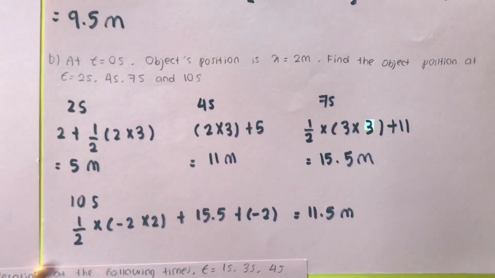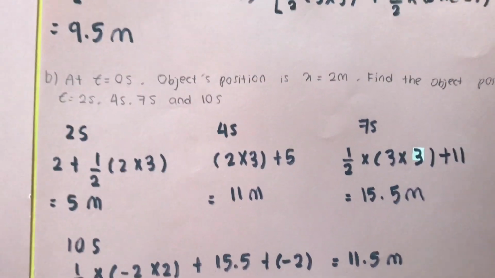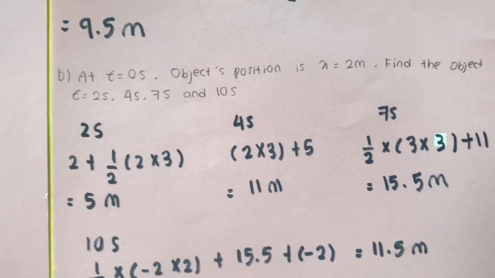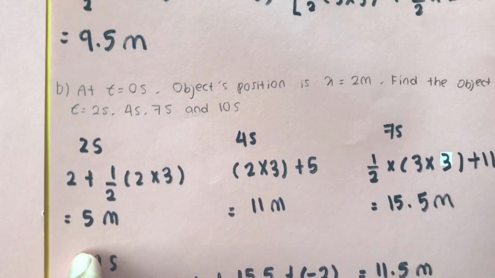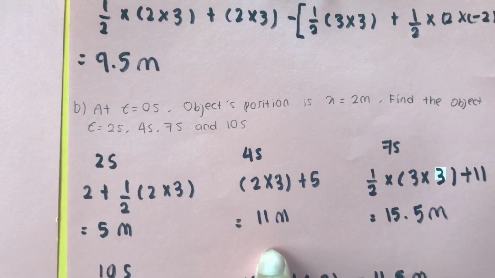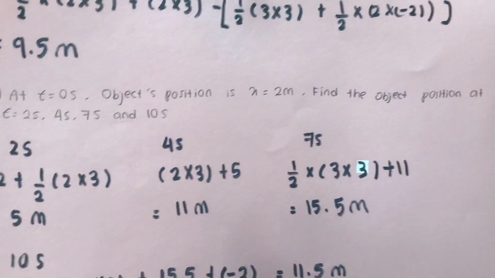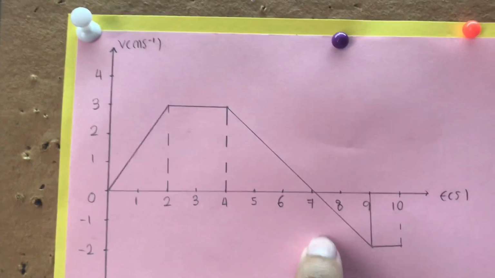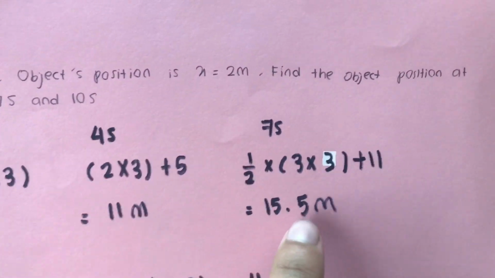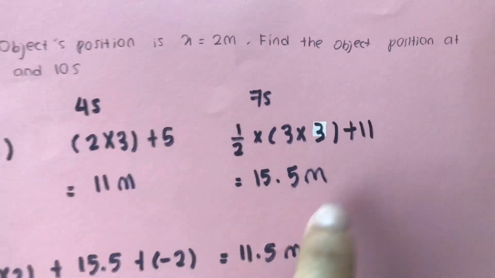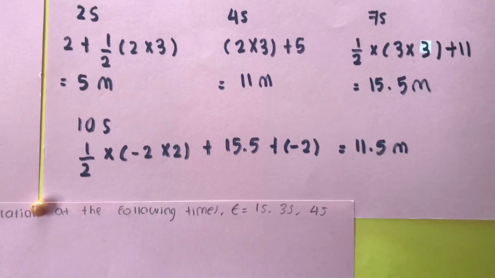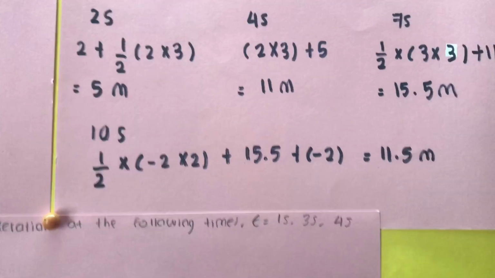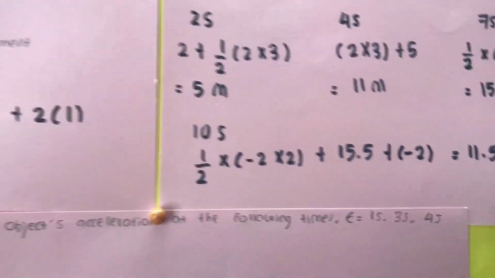And for 4 second it is also the same. We need to add the answer before this, and we got the answer 11 meter. And for 7 second, also the same, 1/2 times negative 3 and 3 plus 11, so we got 15.5 meter. And next, for the 10 second, which is 1/2 times negative 2 and 2.